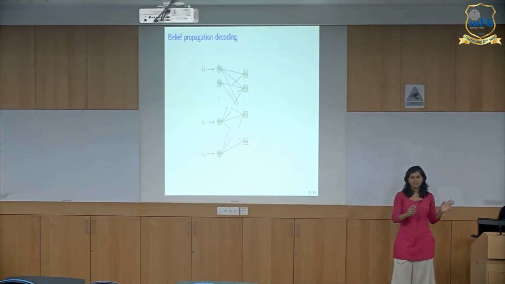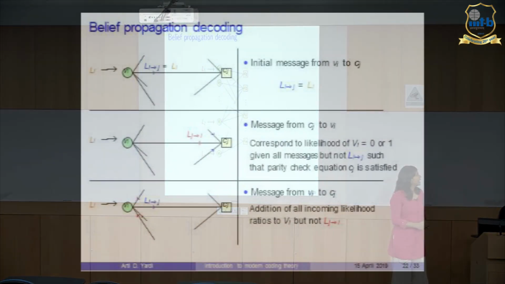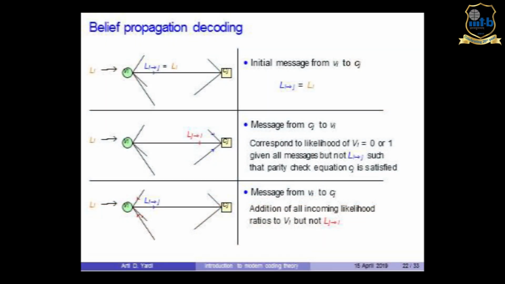I will not go into the details of what this message is exactly, but for the time being, we can assume that it is some message which will tell you some belief about whether Vi is 0 or 1. That's what we want to predict at the end of decoding. Now, let's see what is the message transmitted by variable node Vi to check node Cj. Initially, Vi will send the initial message which is available at it.